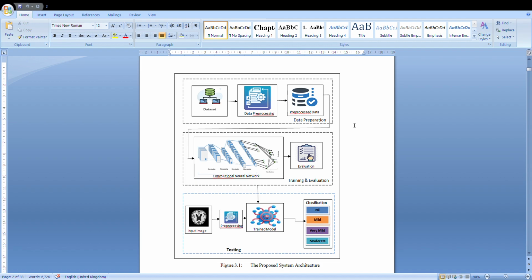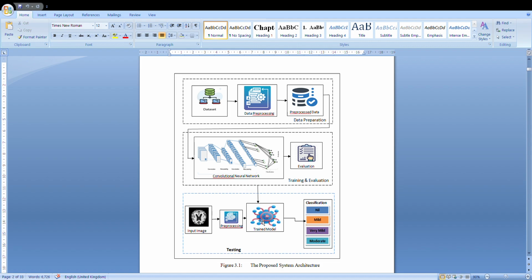With this we can now begin to test on real life data, as we can see on the screen here. We got a brain image. We don't know whether it's demented or not demented. So this is an input image. Now we pass it through the same pre-processing, and of course we pass that into our trained model, so that the model can now determine whether this particular image is demented or not.